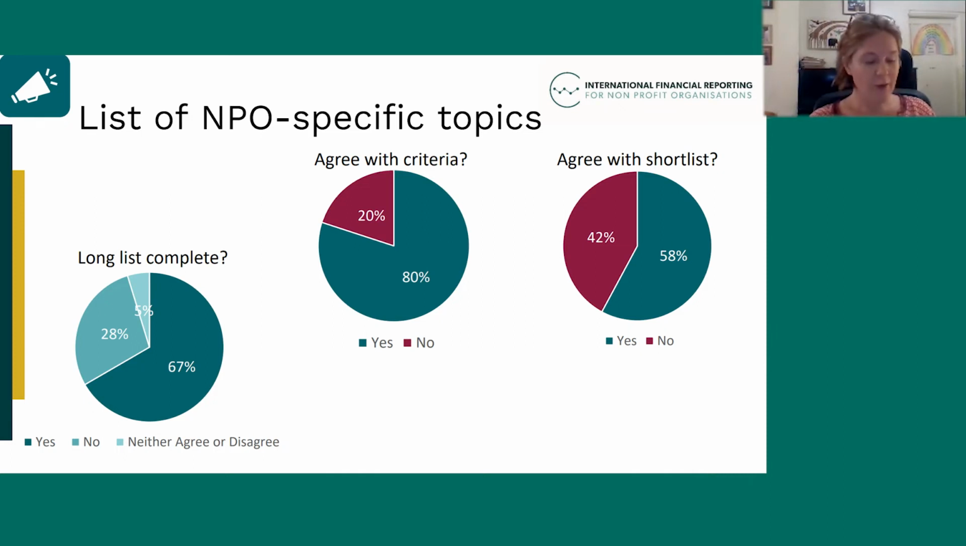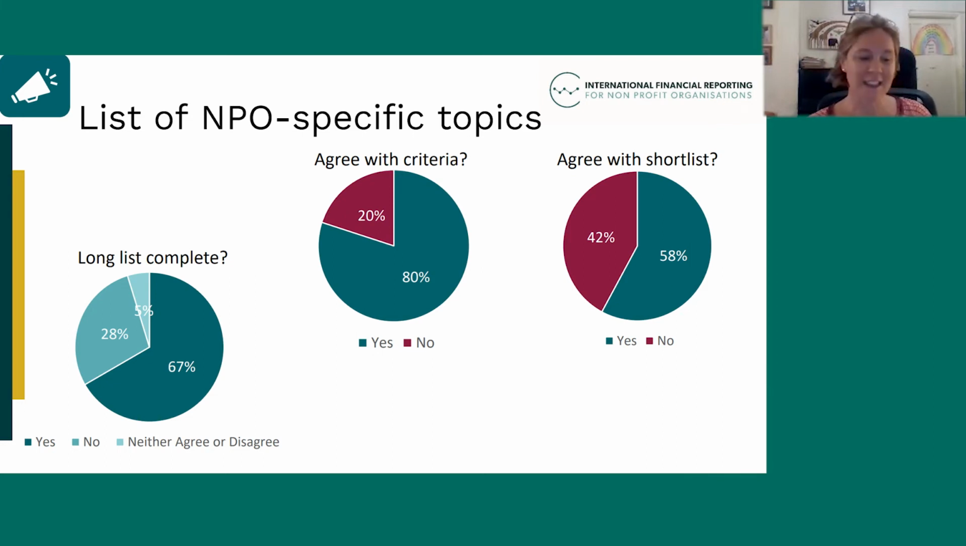Other subjects of concepts and pervasive principles was also mentioned by respondents, and those issues will be considered while we make modifications to the concepts and pervasive principles section of the IFRS for SME. New topics that were suggested for the long list included pension costs, social impact accounting, service contracts, cash flow statement, and joint activities. And we will be giving consideration about whether or not to add these to the long list.